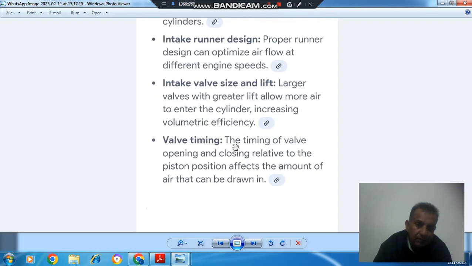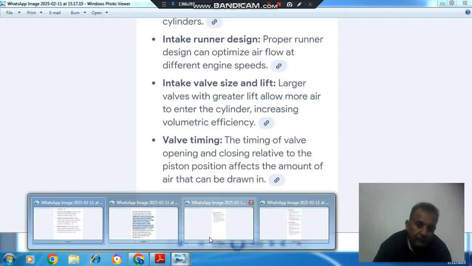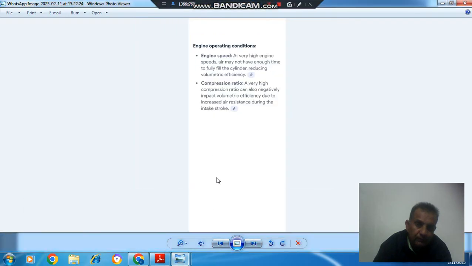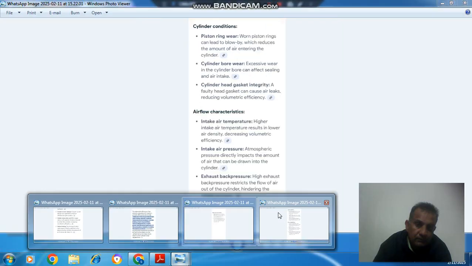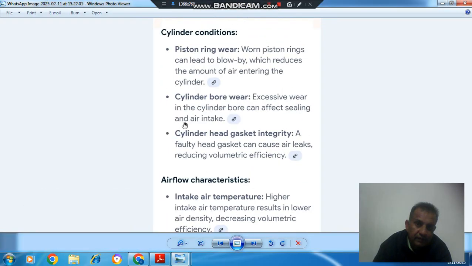Next is valve timing. The timing of valve opening and closing relative to the piston position affects the amount of air that can be drawn in. The next factor is your cylinder condition. In cylinder condition there are 3 points.